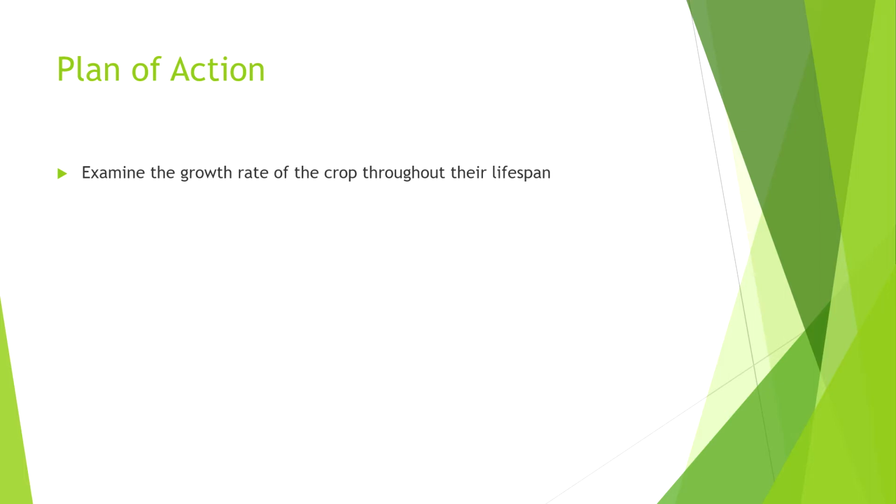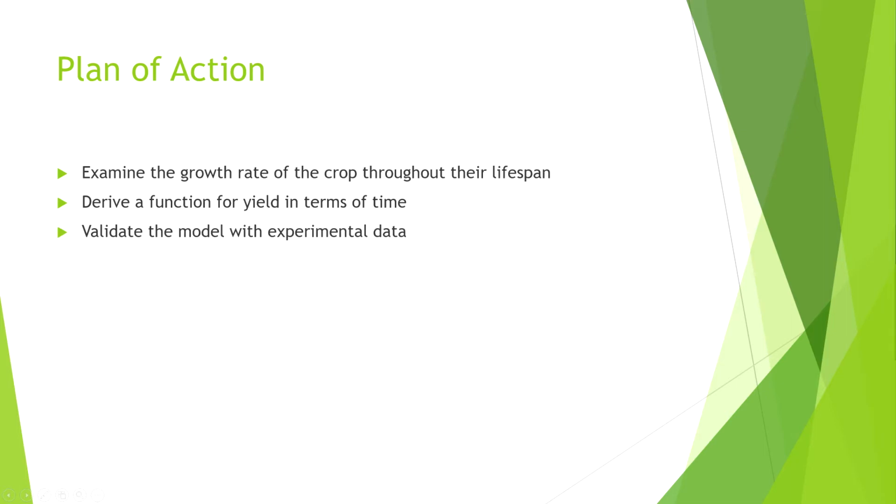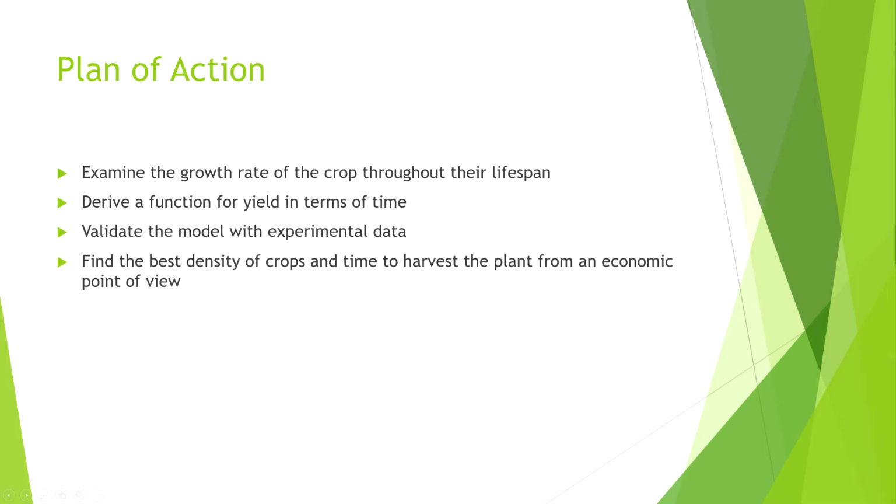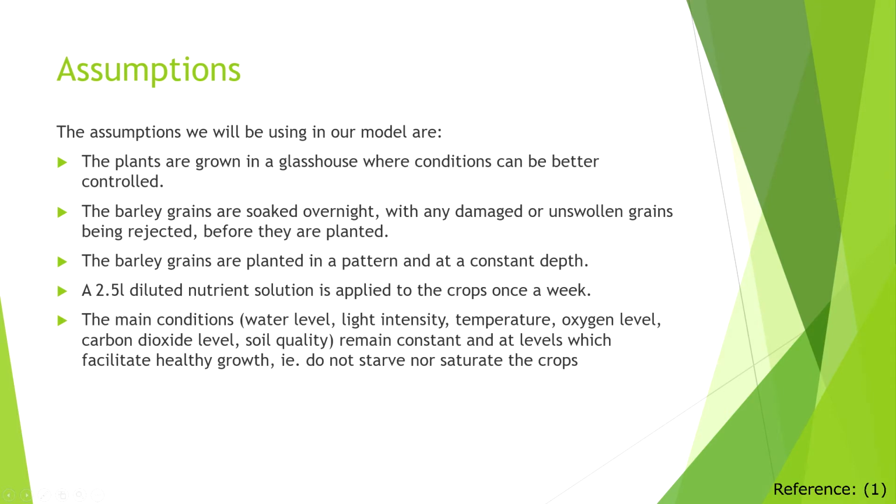Having modelled the growth rate, we will derive a function for yield in terms of time. The model must then be related to experimental data in order to draw conclusions about the best time to harvest the crops and the optimal plant population density. These assumptions are based on the conditions used to run the experiments in the Aspinall and Milthorpe paper.